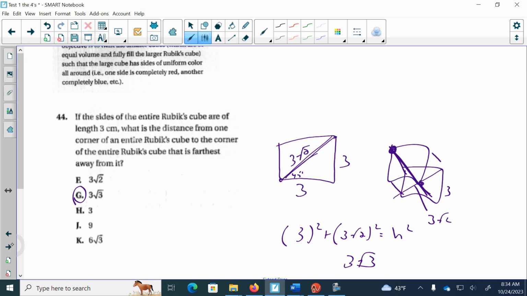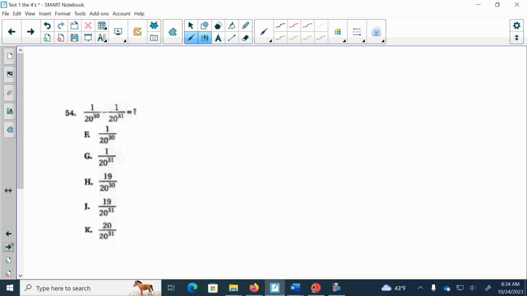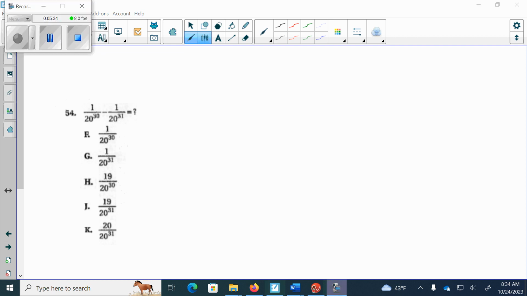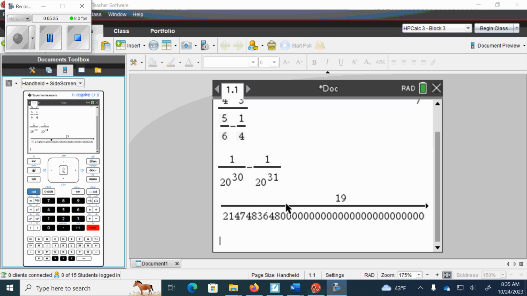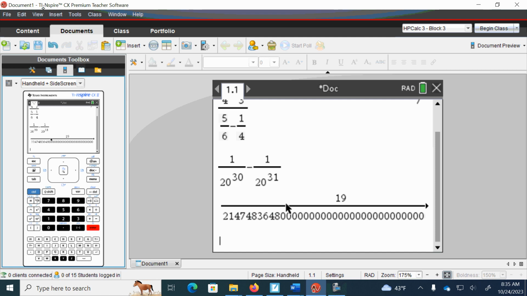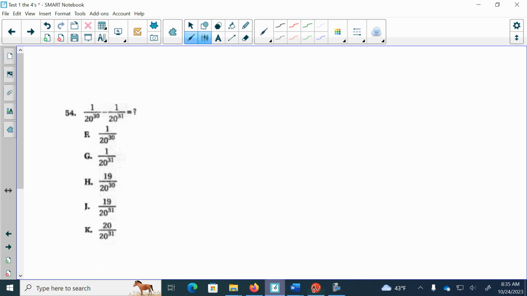And then the last one, 54, you have 1 over 20 to the 30th minus 1 over 20 to the 31st. Well, I don't know if you can put that in your calculator. I'm going to pause and see if you can. I'm hoping you can't, but let's see. Okay, when I put that in, I got that, which, no lie, I'm happy that it did that. So I'm glad that it won't answer that question for you.